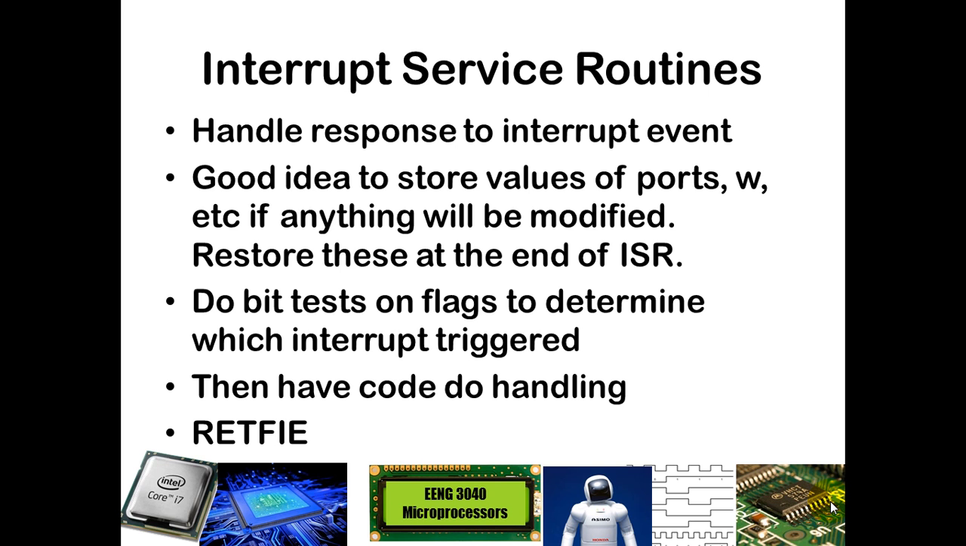So one of the things that's important when you do have an interrupt service routine is it's a good idea to store your values on your ports and your W register. The reason for that is that within your interrupt service routine, you might be doing some arithmetic operations, you might be doing some checking, and that could very well change the value of your W register or any of your other ports. And so you want to be able to seamlessly go back to wherever you were before that interrupt condition. So storing a copy of W and your ports and anything else, such as the status register, allows you to get back to where you were before.